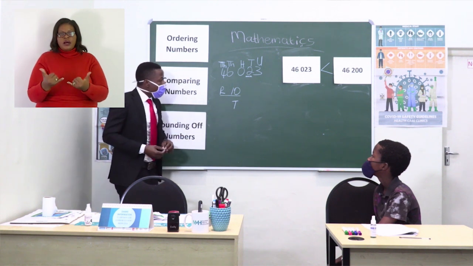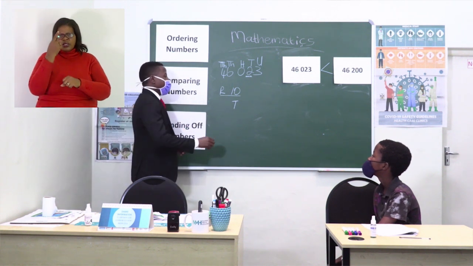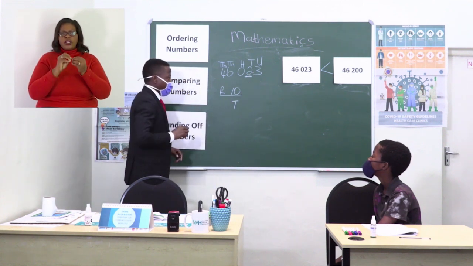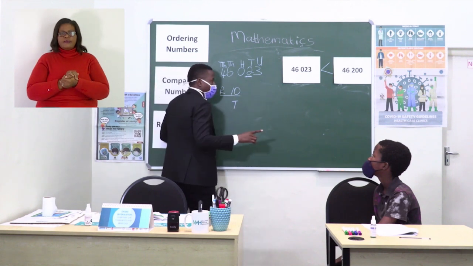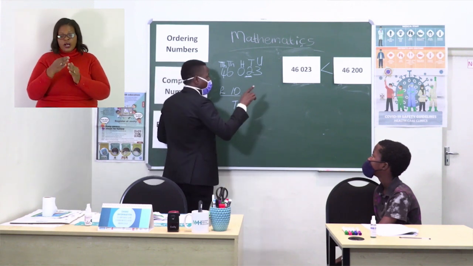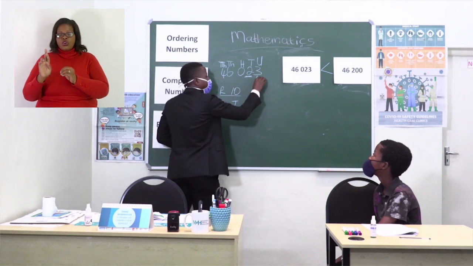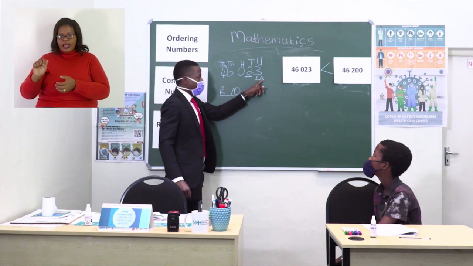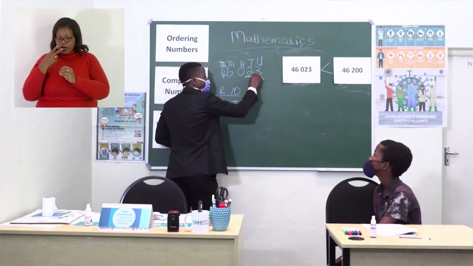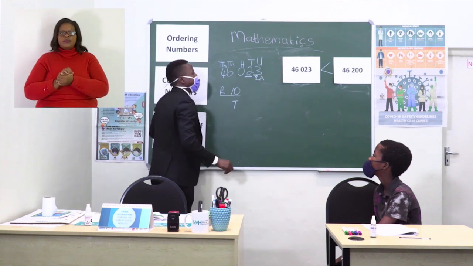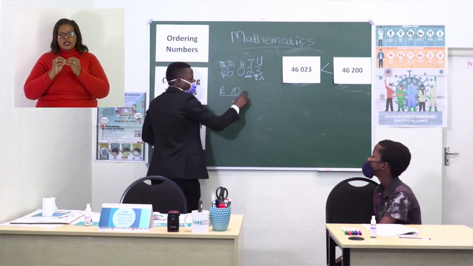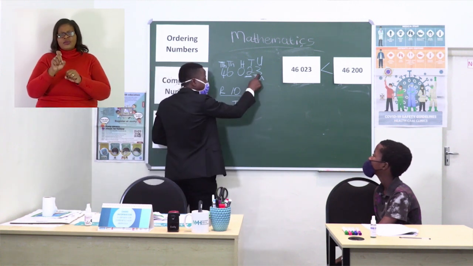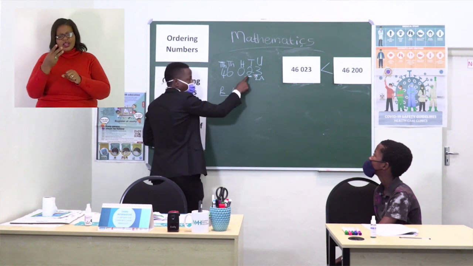Now, you need to understand one thing. If you are rounding off 2, there is a number that you need to look at. The number you need to look at is the next number to your right. That number, when you look at it, ask yourself a question: can 3 change 2?